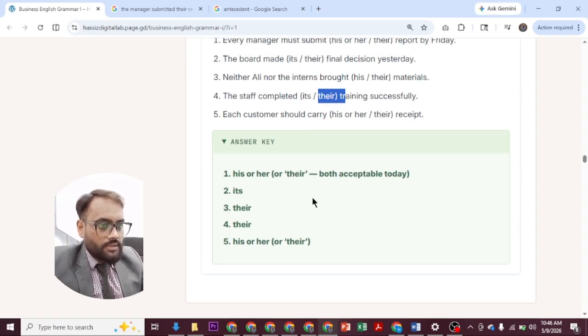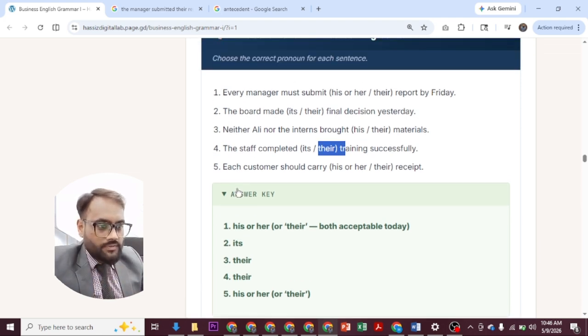Okay, as in the first sentence, both are acceptable, and the same is here. His or her, or their, both are accepted over here.